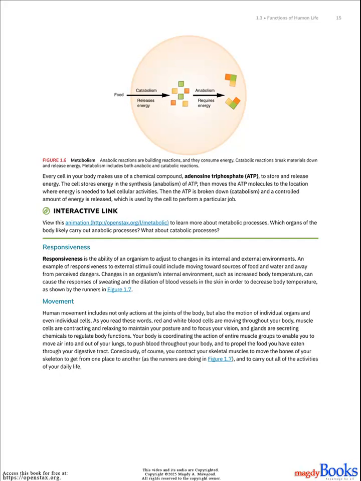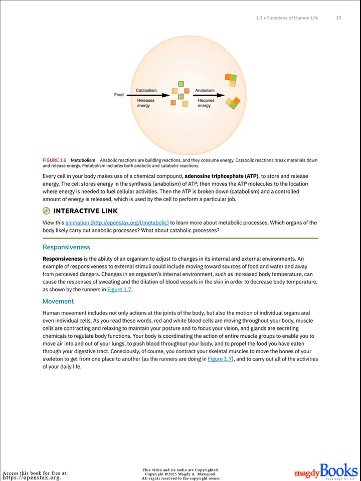Interactive link. View this animation at http://openstax.org/l/metabolic to learn more about metabolic processes. Which organs of the body likely carry out anabolic processes? What about catabolic processes?